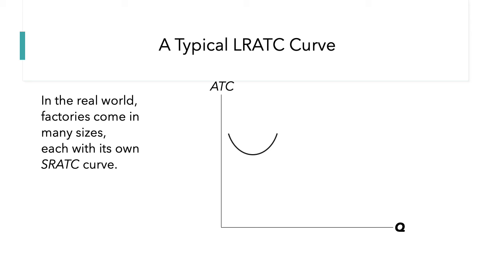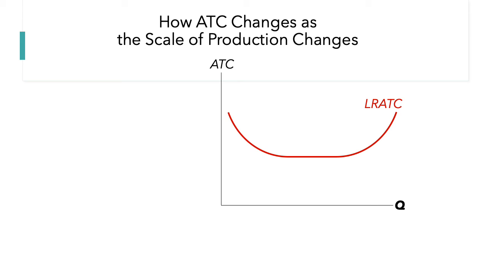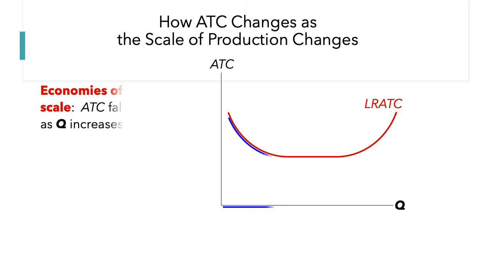So the typical long run average total cost in the real world, factories come in many sizes, each with its own short run average total cost curve. So the typical curve looks something like this. This is basically what your long run average total cost looks like over the life cycle of a firm. Initially, the firm can experience economies of scale where as it produces more and more units, increasing its specialization and so on, it is able to reduce the average total costs of production. So as you make more, it's actually getting cheaper and cheaper to produce more units.